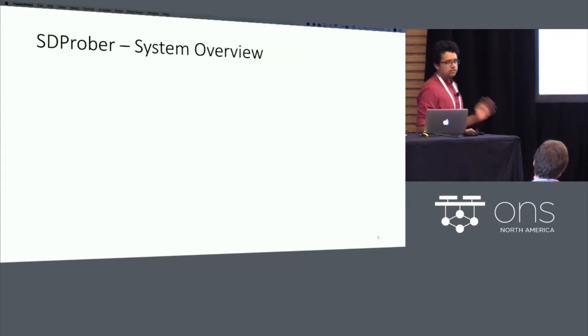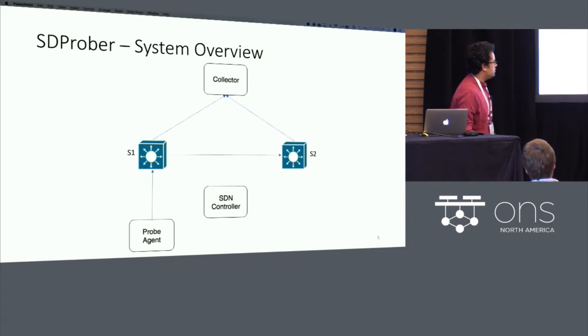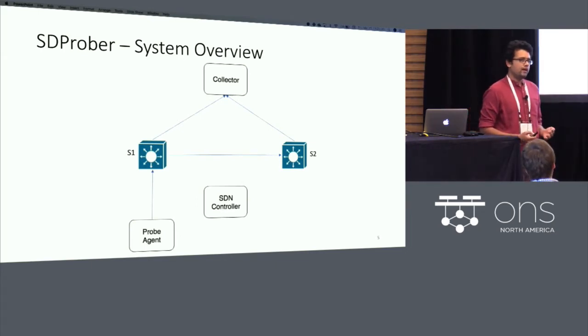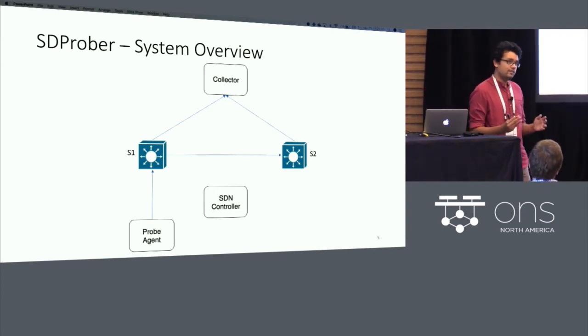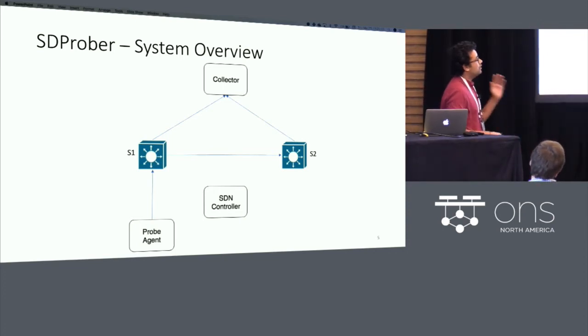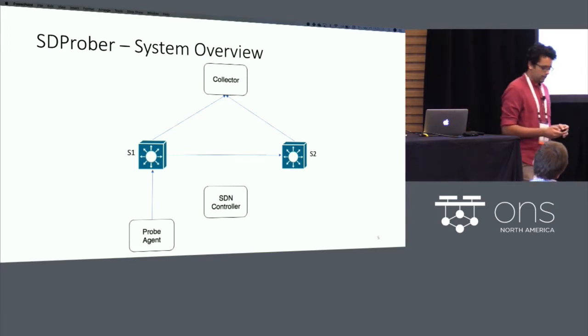SDProber consists of three main components. First is a probe agent, which generates the probe packets which take a random walk in the network. Then we have the SDN controller, which adds the necessary forwarding rules to guide the probe packets. And finally, we have the collector, which helps in estimating the delay.